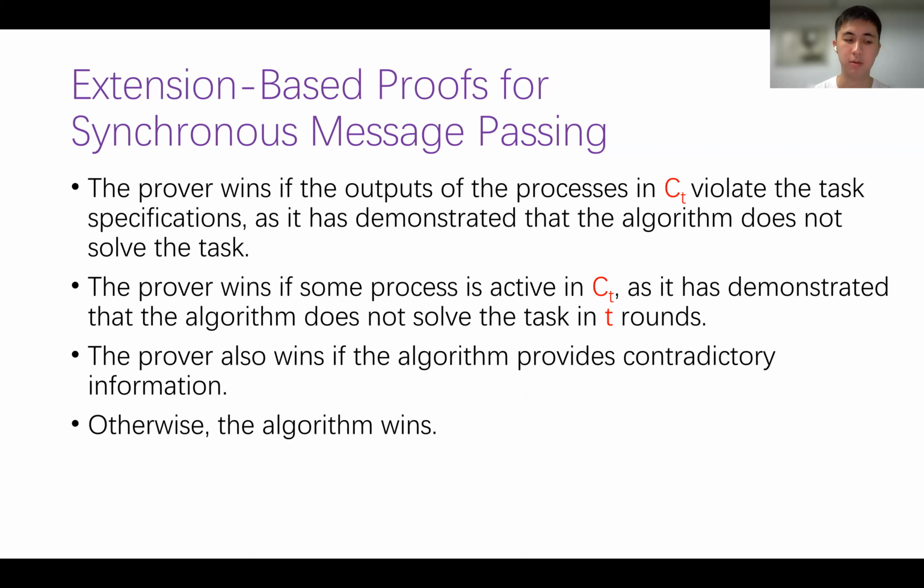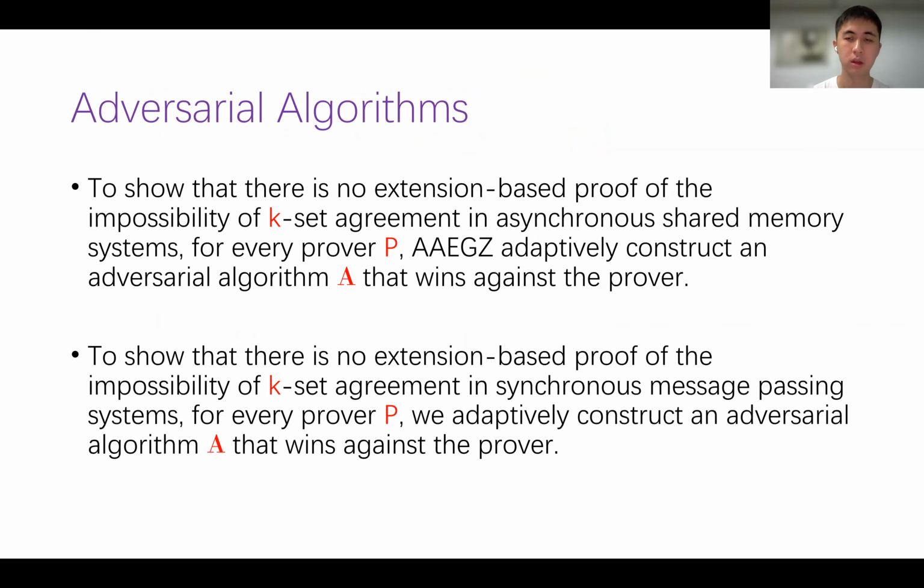Otherwise, the algorithm wins. To prove that there is no extension-based proof for the impossibility of k-set agreement in the asynchronous shared memory model, the authors of the paper "Why Extension-Based Proofs Fail" adaptively constructed an adversarial k-set agreement algorithm that wins against each prover. Since no correct algorithm exists, the adversarial algorithm will be different against different provers. In other words, the adversary adapts its responses based on what queries the prover asks and what configurations it chooses. In our paper, we do the same thing.